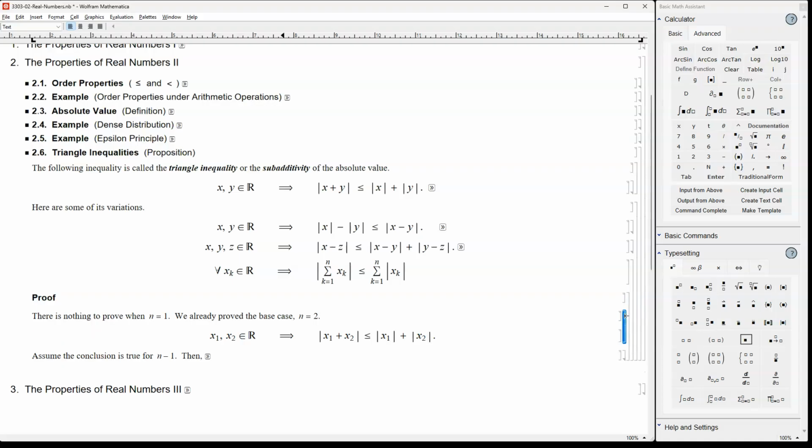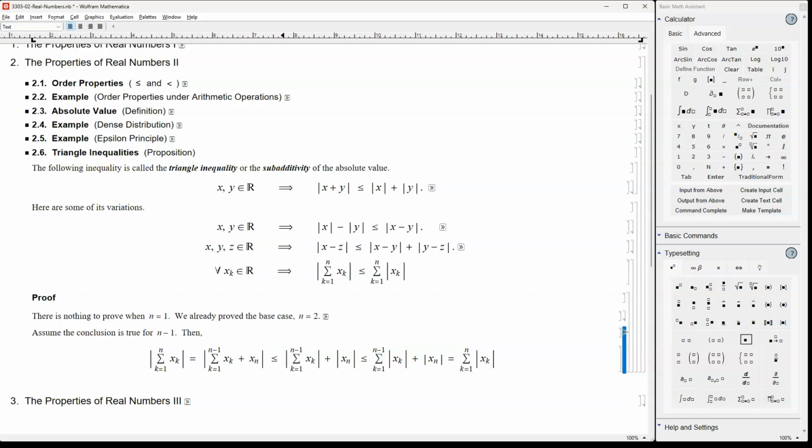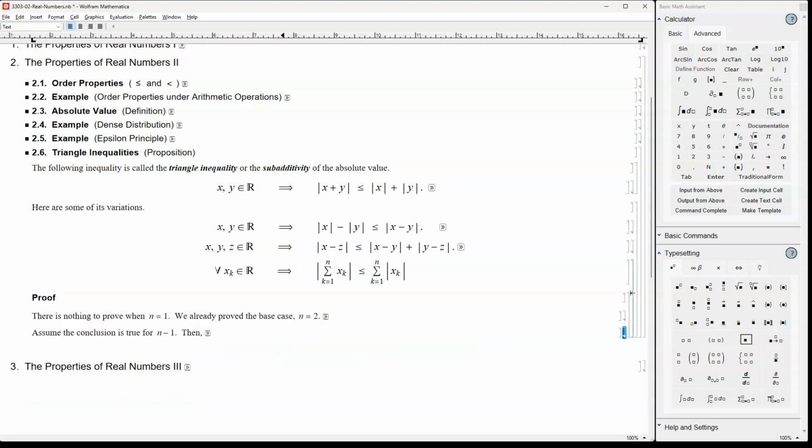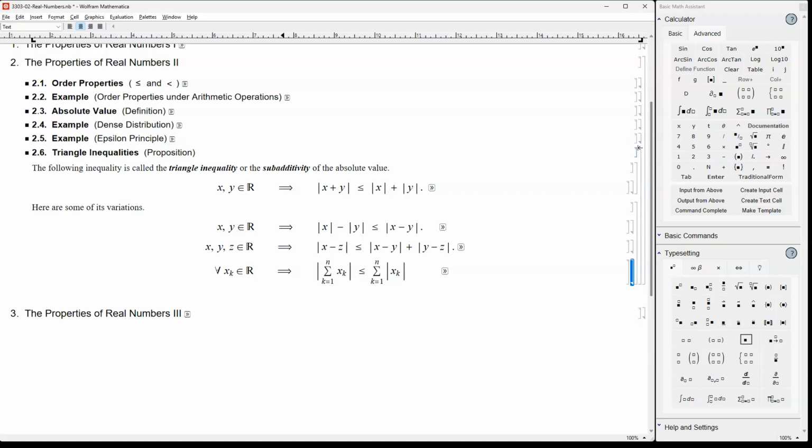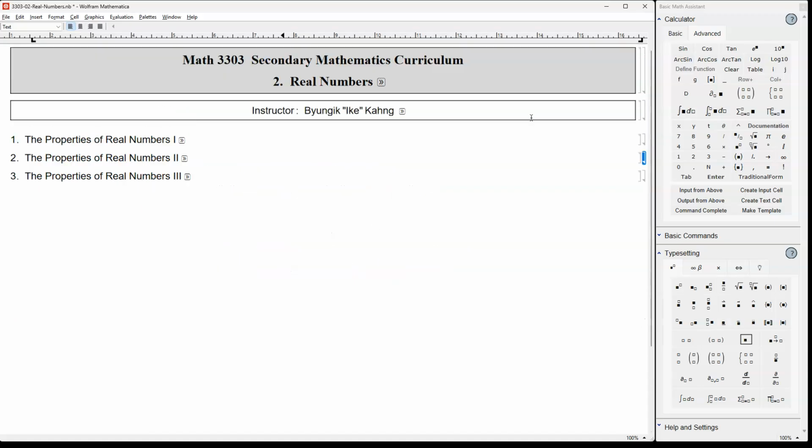Base case 2, we have it. In general, apply the induction. The details are left to the students. Okay, that completes section 2.